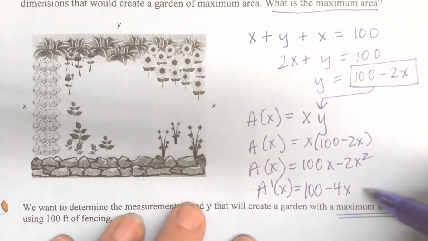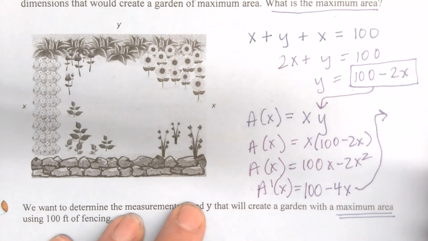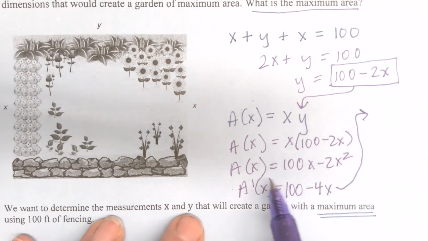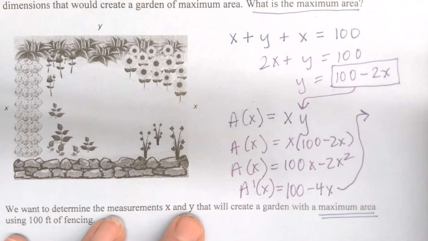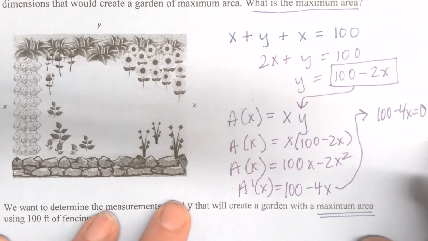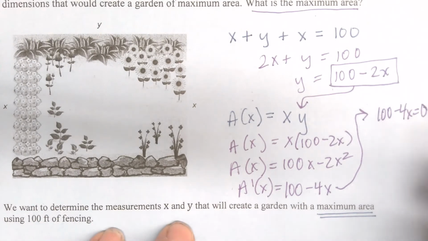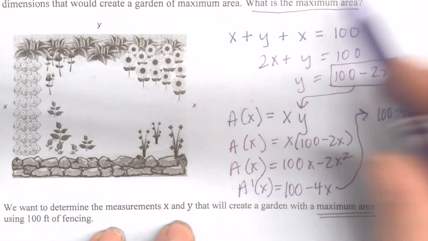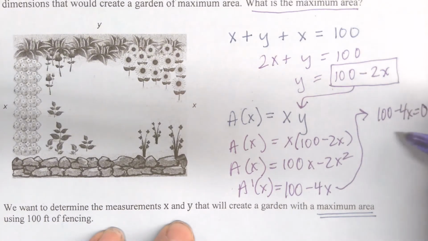Now, if you recall, to find our mins and maxes, we took our derivative and set it equal to 0. So I'm going to take my 100 minus 4x and set it equal to 0. And then I can solve for x, and that should be my value, either a min or a max. In this case, I'm hoping it's a max. I'll have to check to see, but I get negative 4x equals negative 100, and so x equals 25.